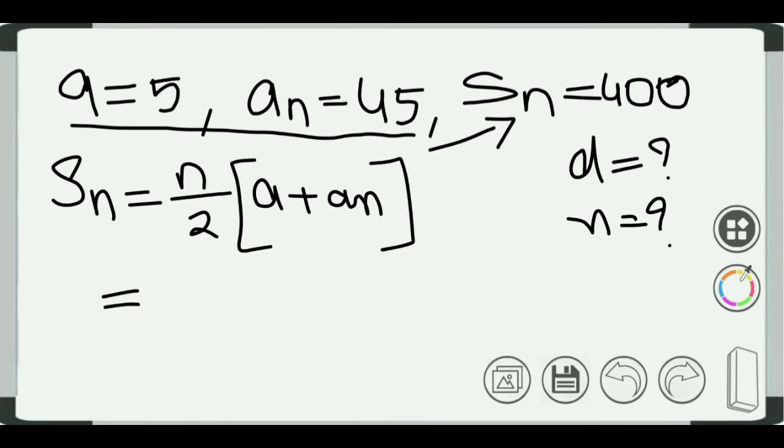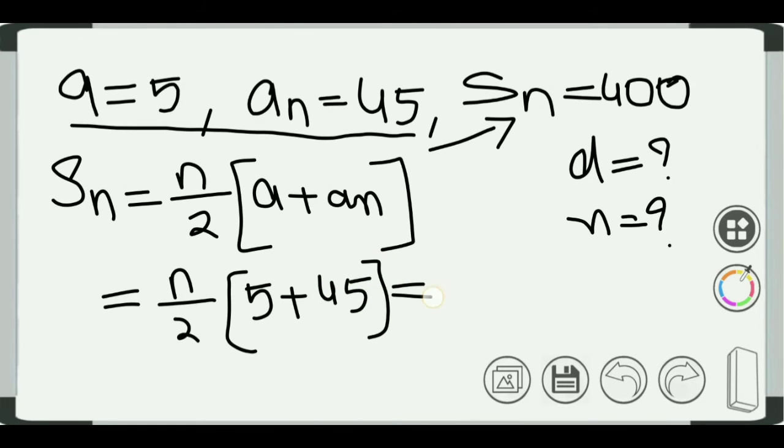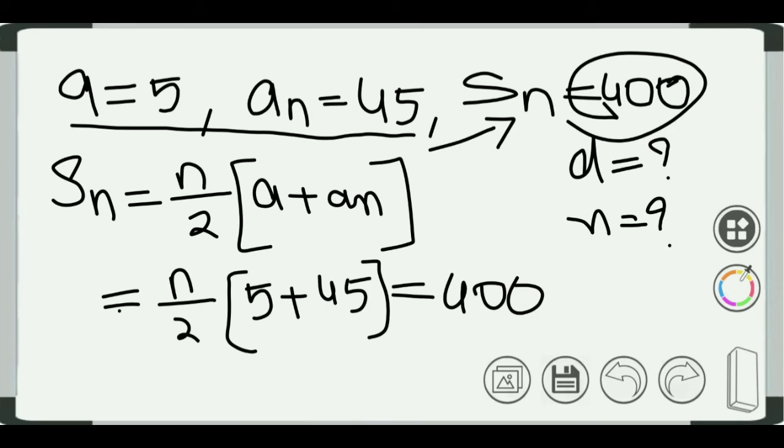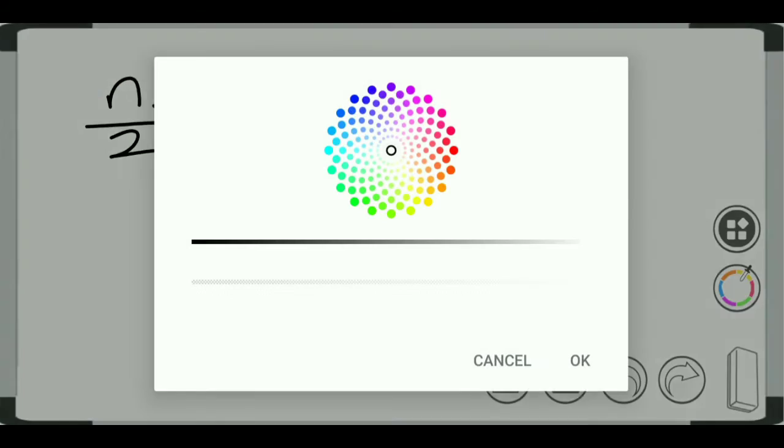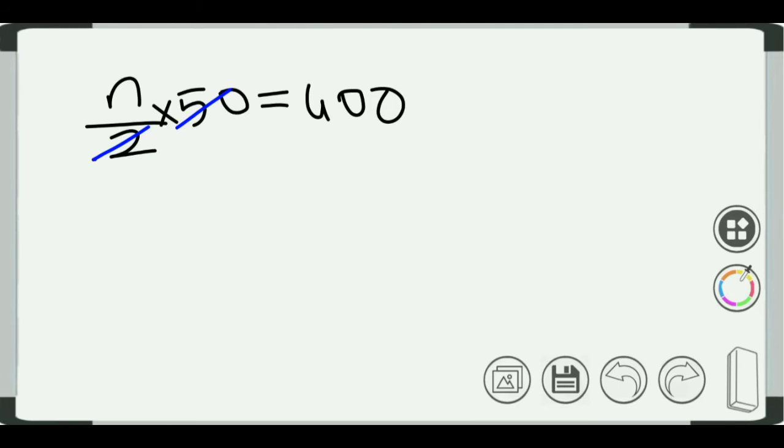Now I am substituting these values. n by 2 into a, which is given in the question as 5, plus an, given as 45, equal to the sum, which is given as 400. n by 2 into 45 plus 5, that is 50, equal to 400. So n by 2 into 50 equal to 400. See, I can cut this to 25 into 2, 50. So what is remaining?